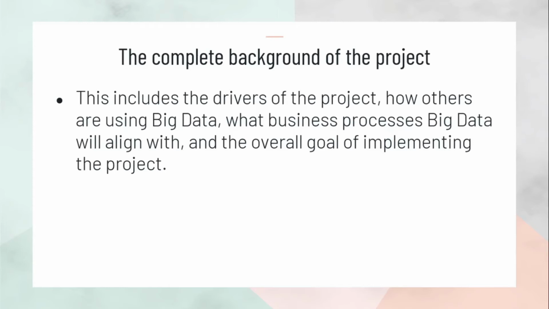The complete background of the project. This includes the drivers of the project, how others are using big data, what business processes big data will align with, and the overall goal of implementing the project. The project background will always be at the beginning of your proposal, right after the introduction or executive summary. This is the part of the proposal where you can explain exactly why your project should take place in your community and what the problem is you aim to solve.